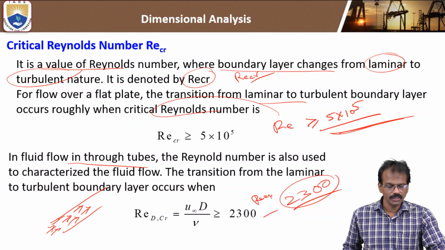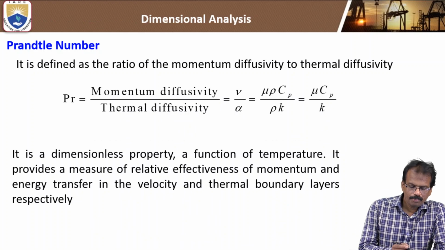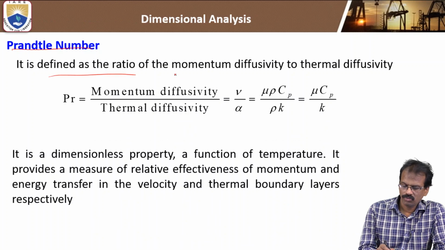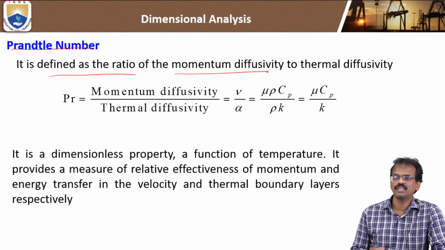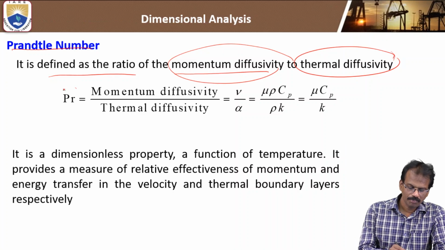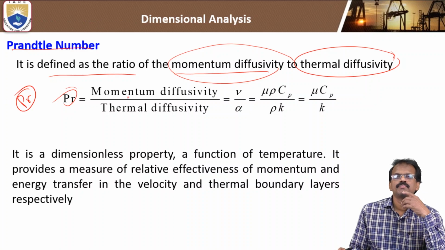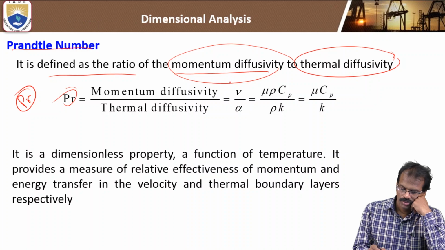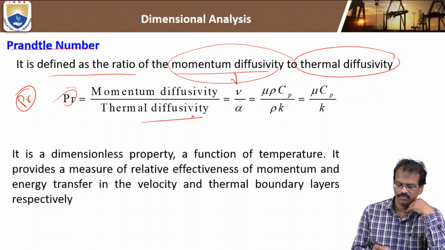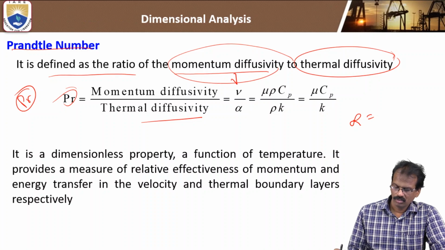Now we'll see the Prandtl number. What is the importance of the Prandtl number? The Prandtl number is defined as the ratio of momentum diffusivity to thermal diffusivity. It is represented by Pr. That is momentum diffusivity, nu, by thermal diffusivity, alpha. You know that alpha, in previous classes also we saw, is equal to k by rho Cp.